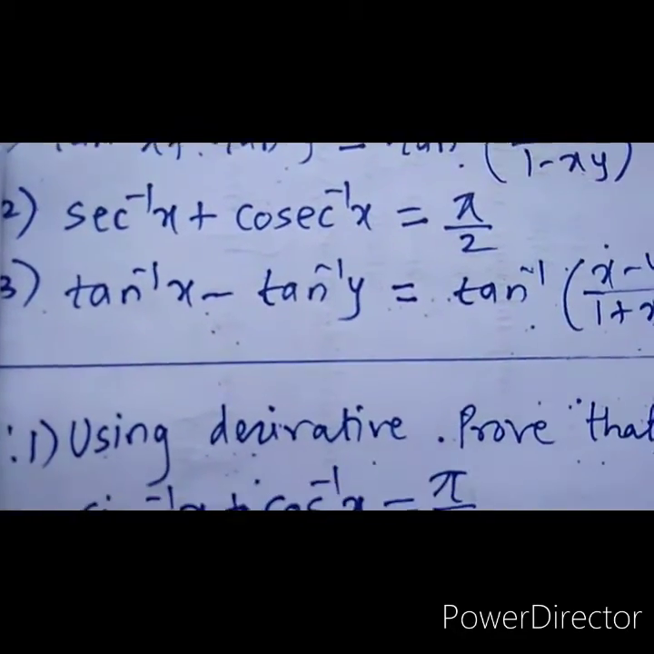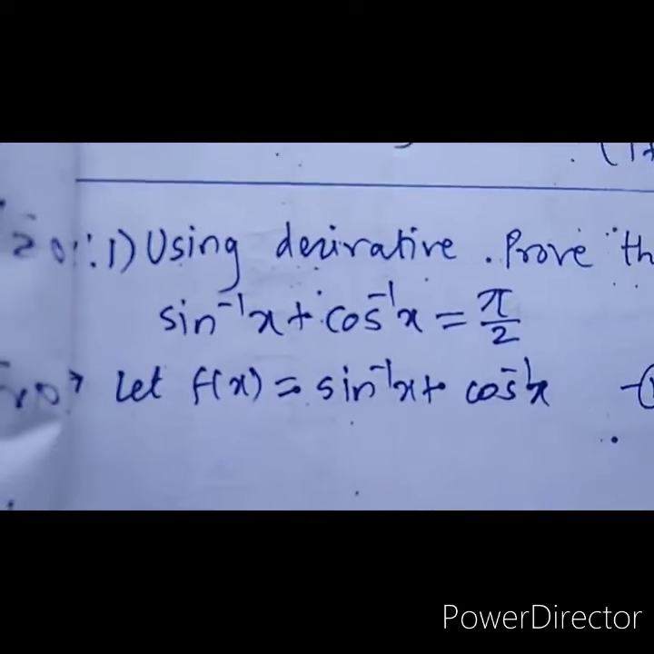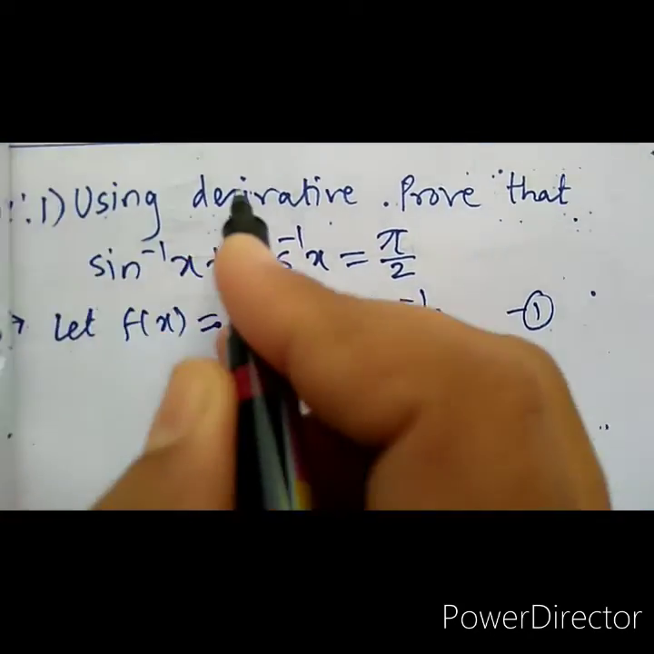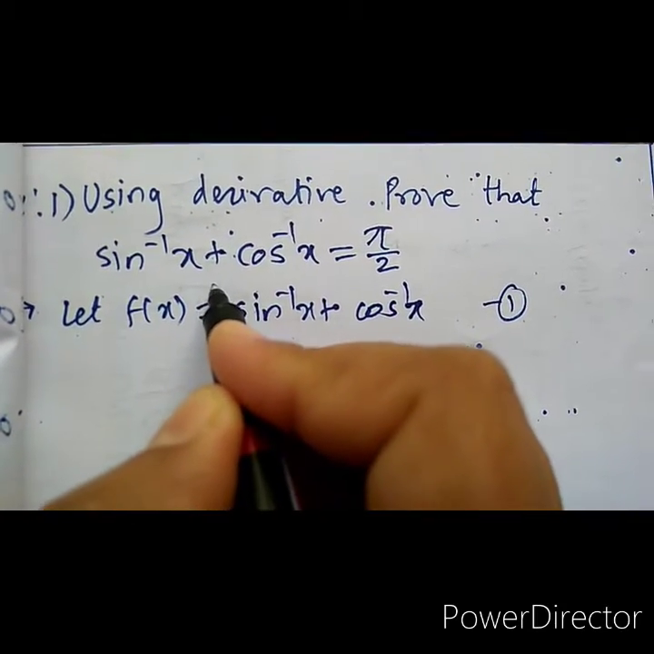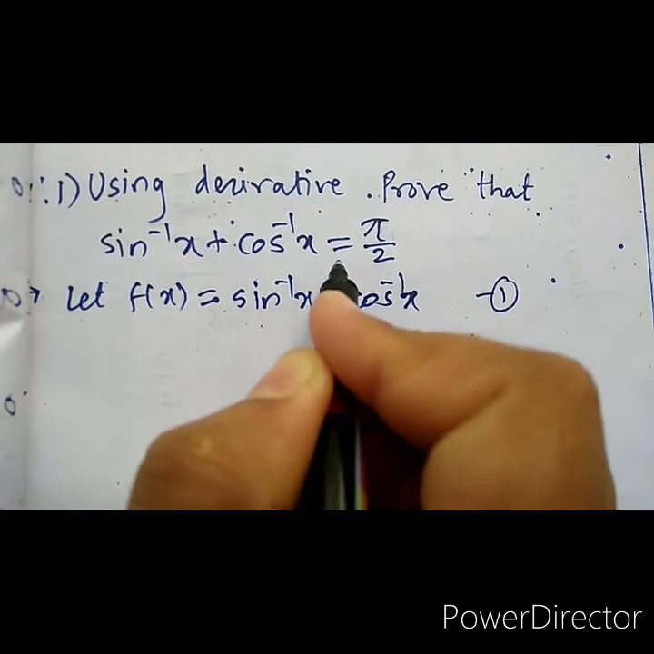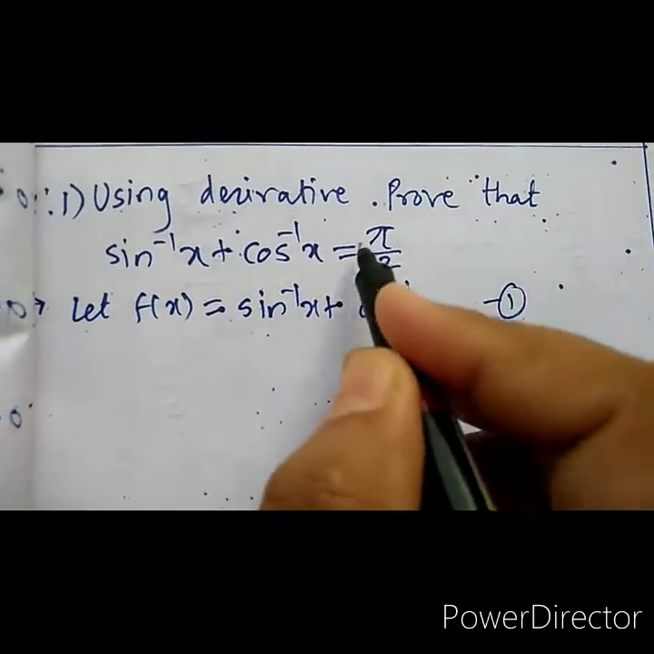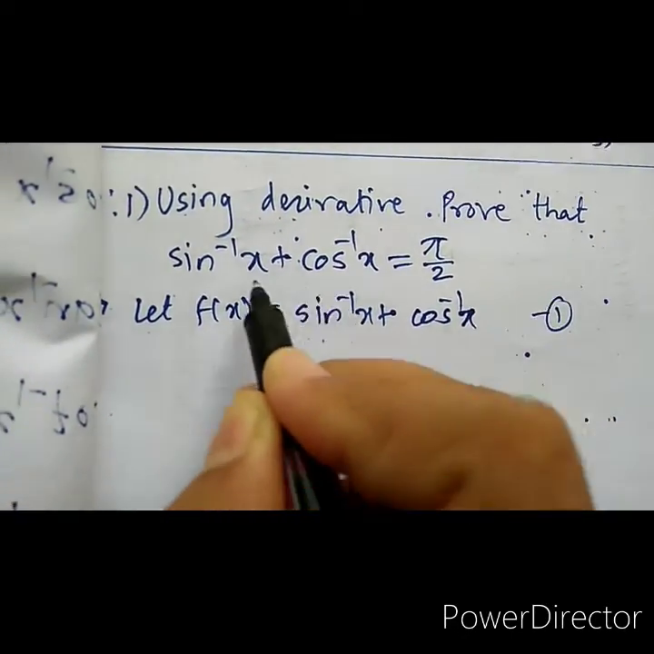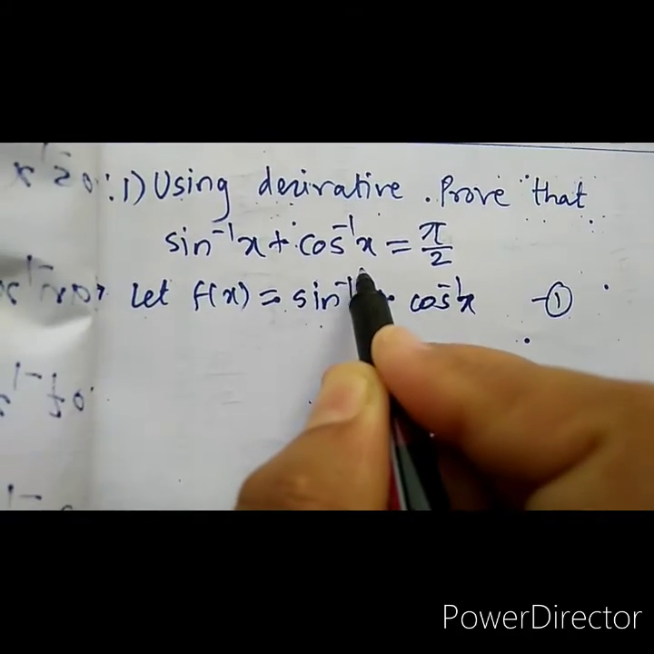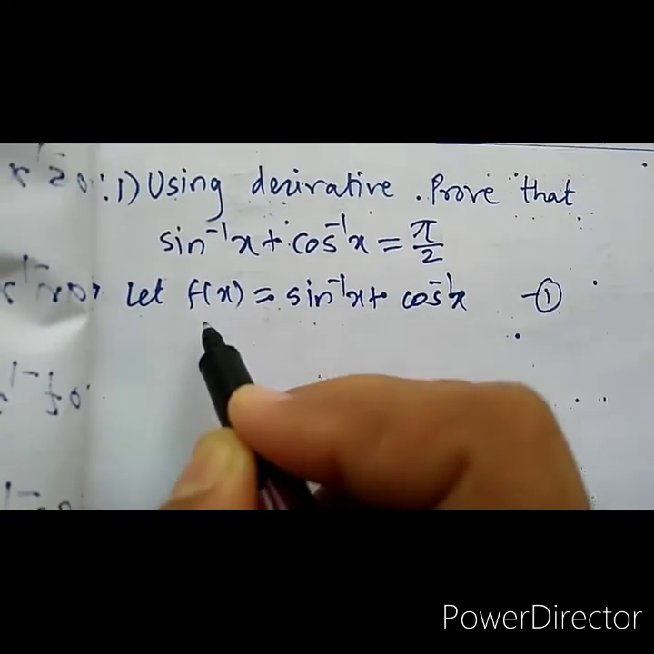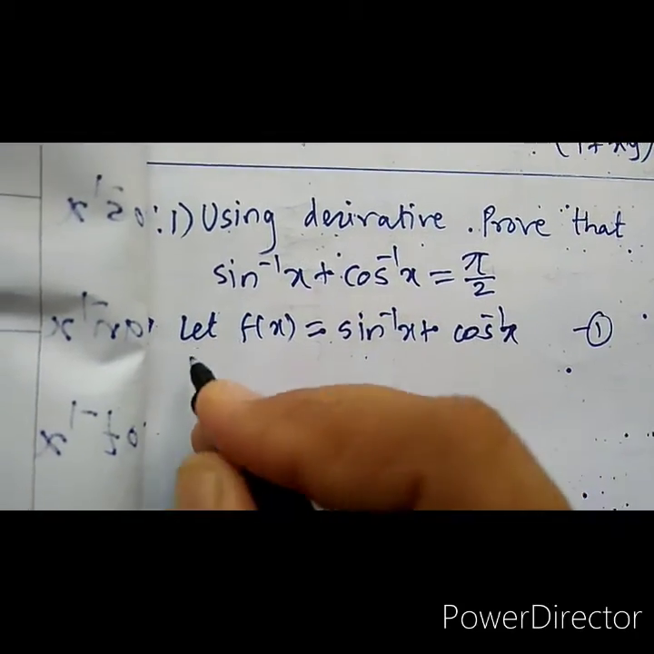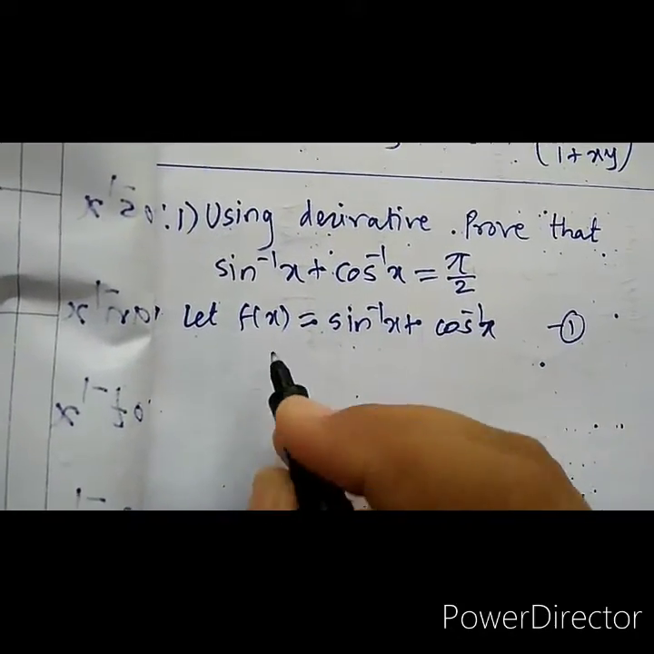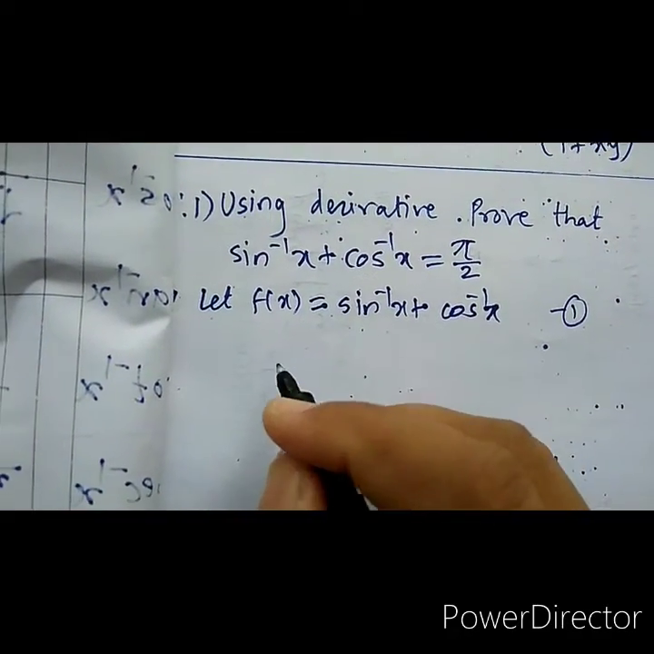Now let us see examples. Let us see the question. Using derivative, prove that sine inverse of x plus cos inverse of x is equal to pi by 2. So we have to show pi by 2. Consider f of x is equal to sine inverse of x plus cos inverse of x. So LHS we consider as f of x. The function is given in x, therefore we have to differentiate with respect to x.